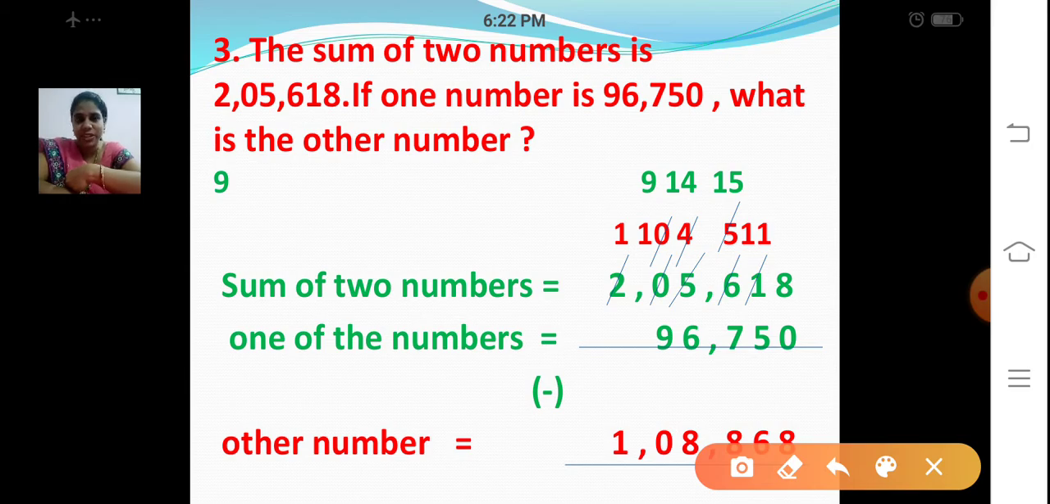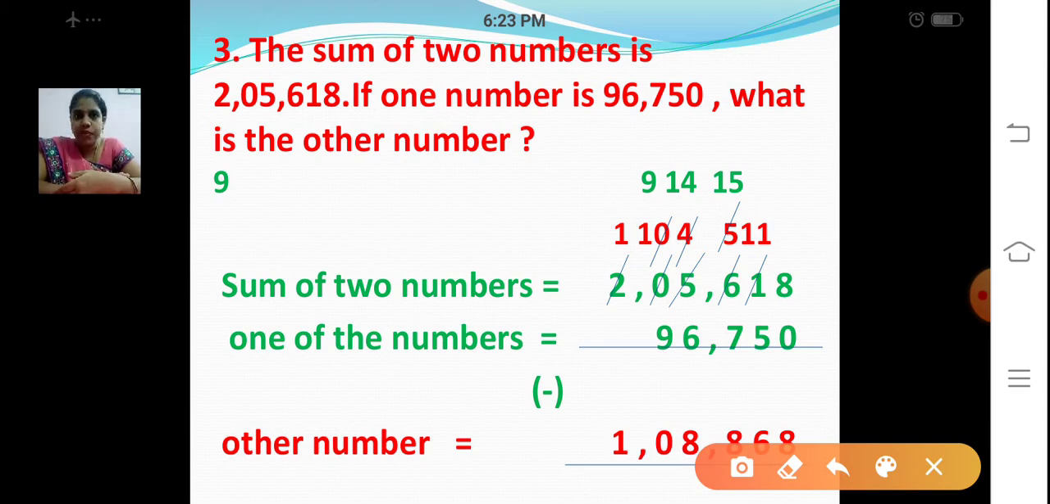Addition or subtraction? Yes, subtraction, because already they gave the sum. If you add two numbers, the answer they have given, and one number also they have given, and we have to find out the other number, in that case, what we have to do? We have to subtract. If the sum is given and one number is given, and we have to find out the other number, what you have to do? Subtraction. So now, I'll read out the question one more time.